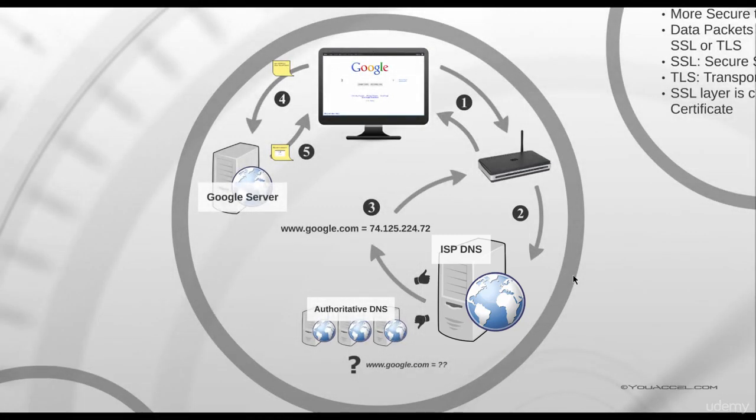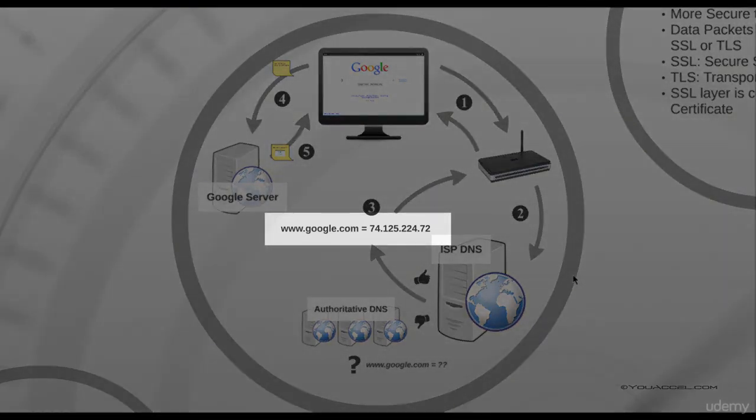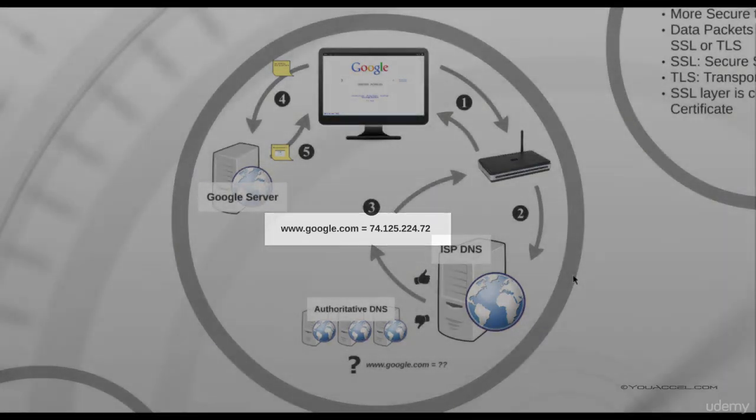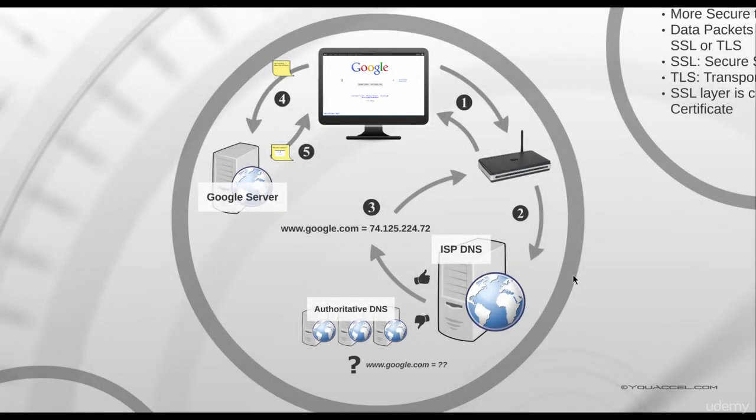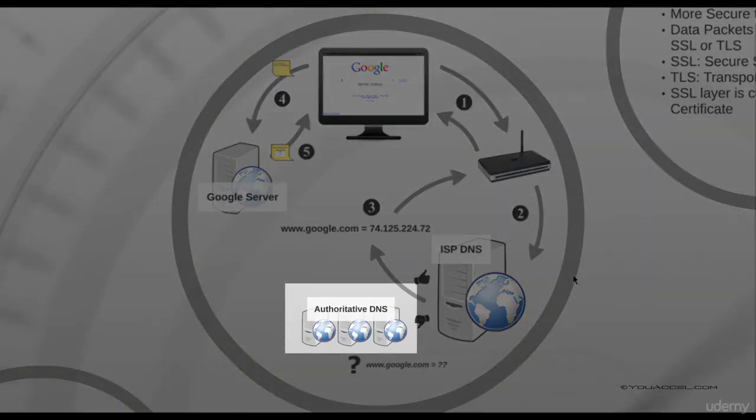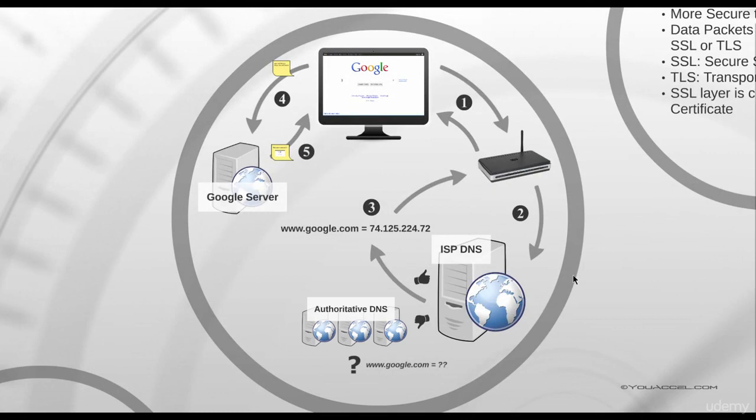The domain name server is a list of domain names and their corresponding IP addresses. Sometimes your ISP may not be able to locate the IP in their DNS records. At this point, your ISP would take it a step further and query other authoritative DNS servers for the IP. Once the IP is found, it sends this data back to your web browser.